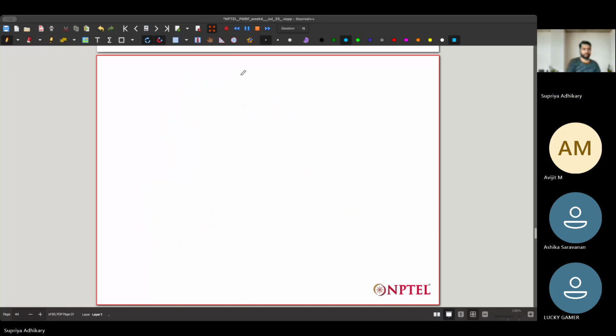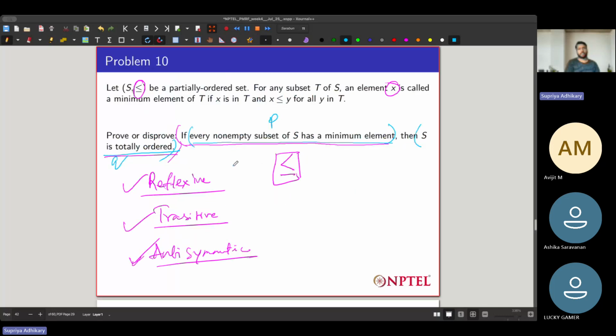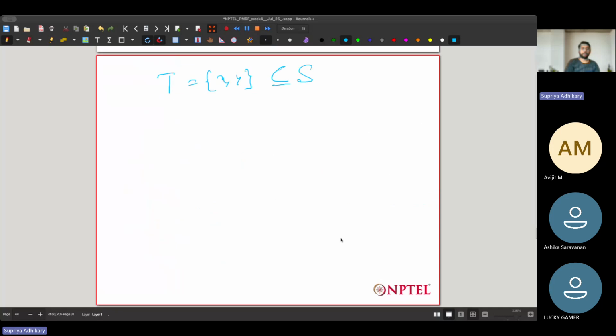Now, let's say that T is equal to the set {X, Y}. So T is a proper subset of S. Then according to the statement P, T is a non-empty subset of S, so it must have a minimum element. So without loss of generality, assume X is the minimum element.